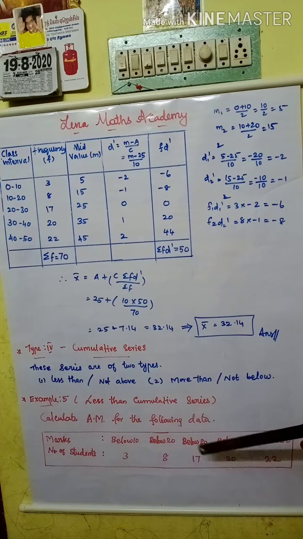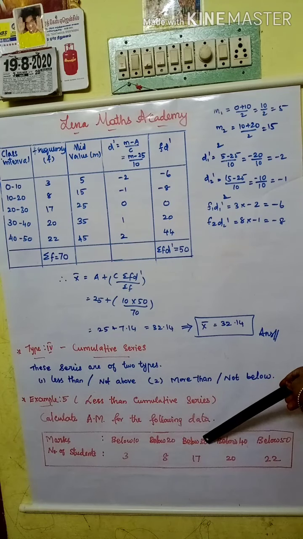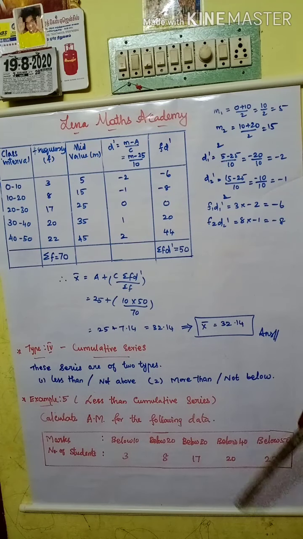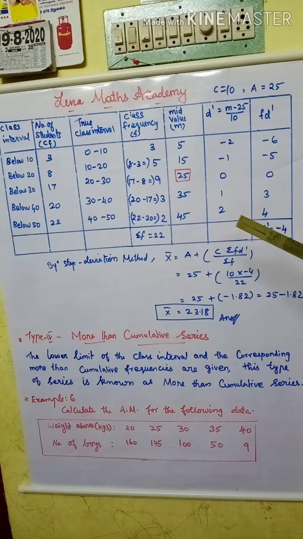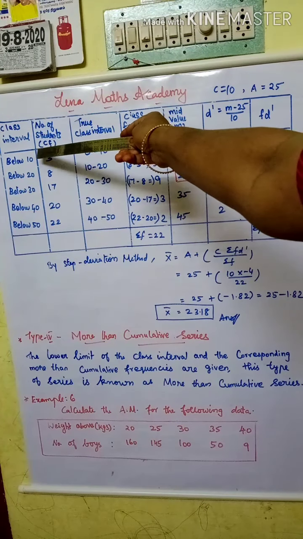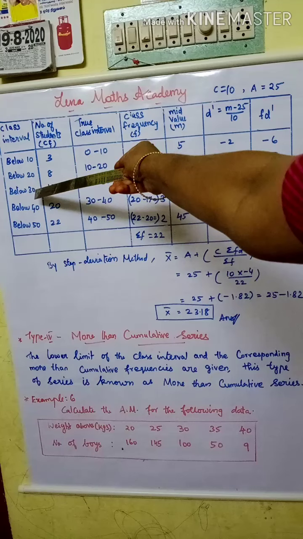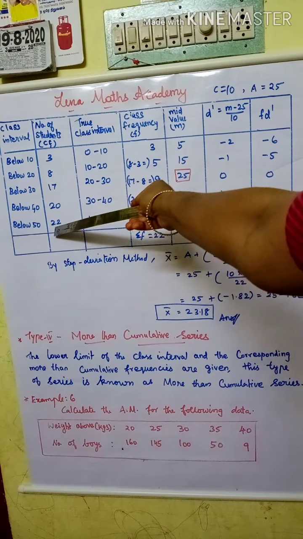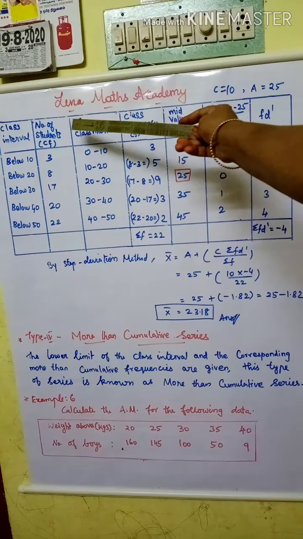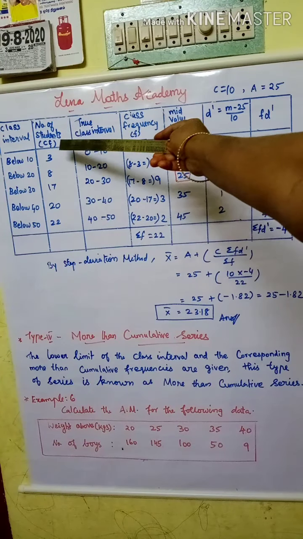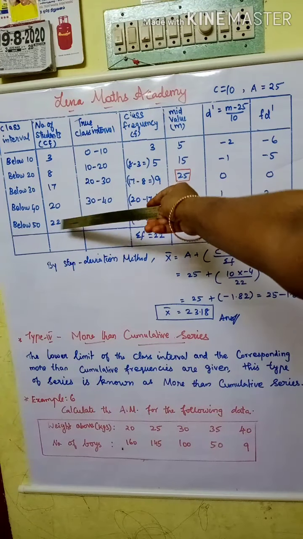From the given table, we have to find out the continuous class interval and class frequencies. First of all, we convert into the class interval. After that, we proceed to the solution. The given problem is less than cumulative frequency. The upper limits of the class interval are below 10, below 20, below 30, below 40, below 50, and the corresponding less than cumulative frequencies are 3, 8, 17, 20, 22.